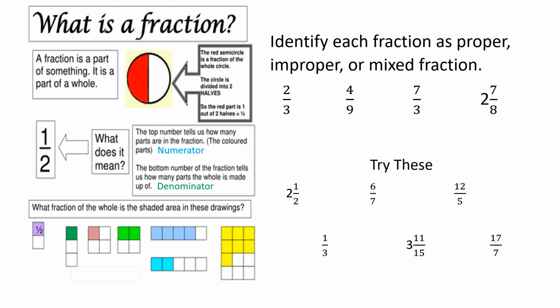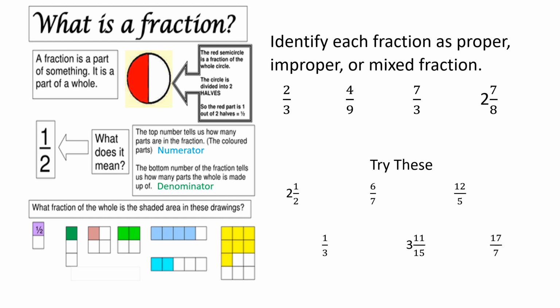What does 1/2 mean? Well, the top number tells us how many parts are in the fraction. That's the colored parts in the pictures below, and that's called the numerator. The bottom number of the fraction tells us how many parts the whole is made up of. That's the denominator. Those are the number of pieces inside the pictures below.